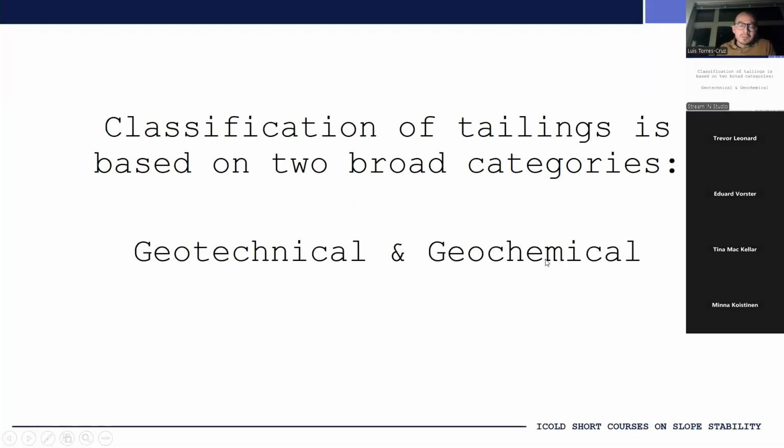And I want to begin by pointing out that the bulletin touches on 2 types of classification. One is geotechnical and the other one is geochemical. So in this presentation, I'm going to be addressing the geotechnical side, and shortly after my presentation, Duthe will be addressing the geochemical classification. So let's get into this.